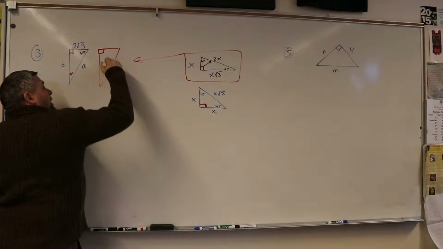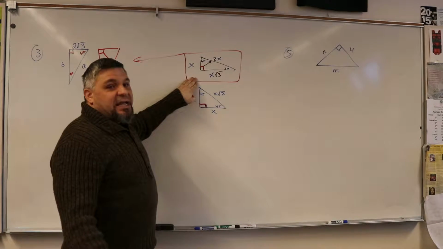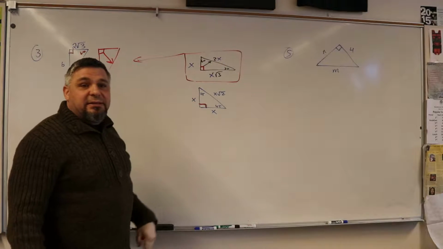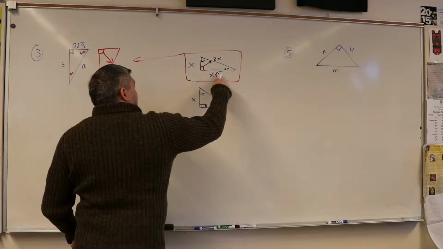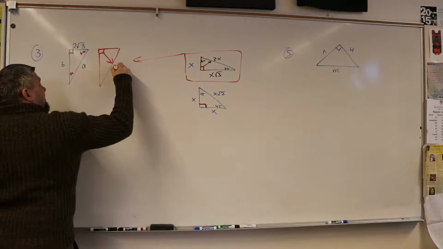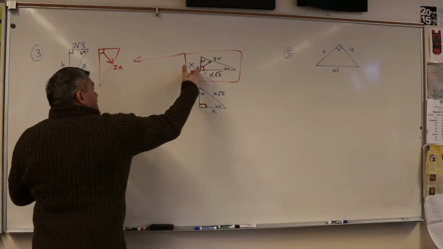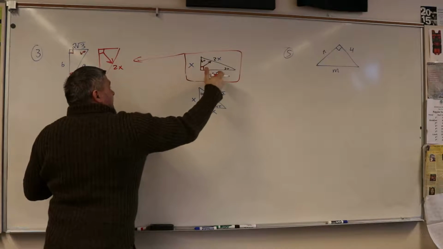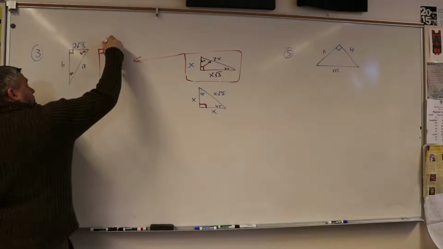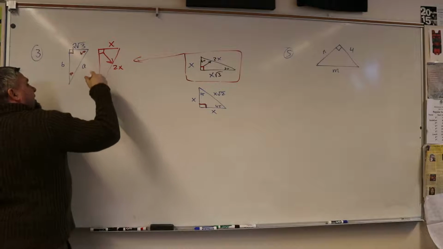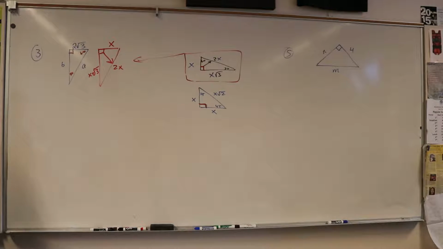Okay? So, this is the hypotenuse. So which one is the hypotenuse? X, x square root 3, or 2x? Which is the hypotenuse? 2x. Okay? Alright, which one is the short leg? This one or this one? X or x square root 3? Which one's shorter? X. That means this is x square root 3. Does that make sense? Yes, sir.